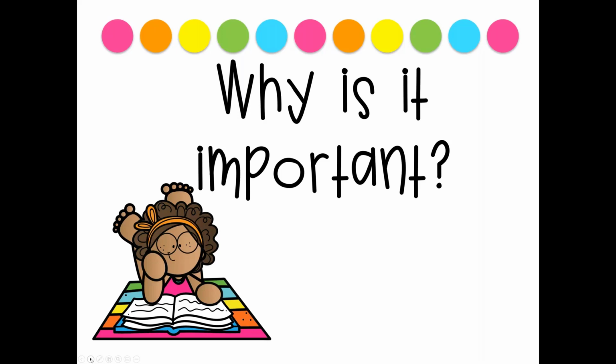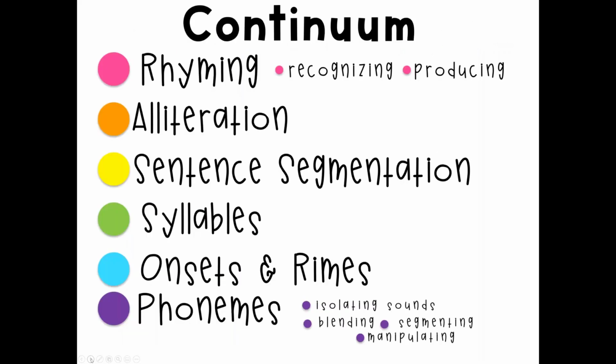All right, so here's the continuum if you wanted to look at that. It starts with rhyming and goes down. That doesn't mean that we just teach rhyming and then wait until they have mastered rhyming. It just means that these are the skills that fall under that continuum from easiest to hardest, okay?